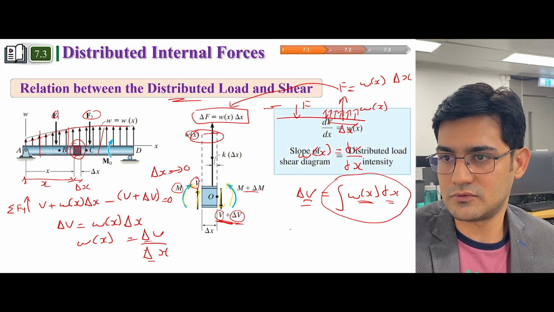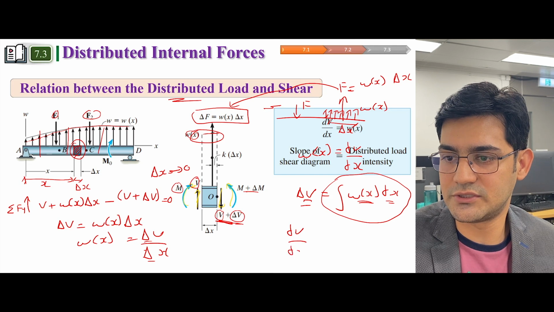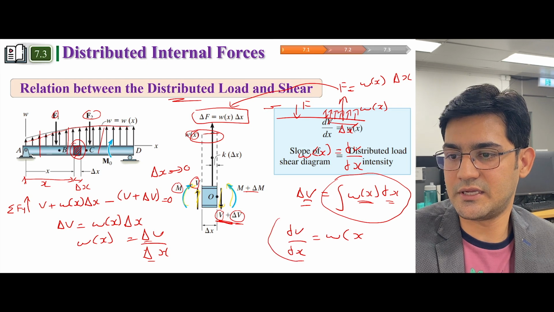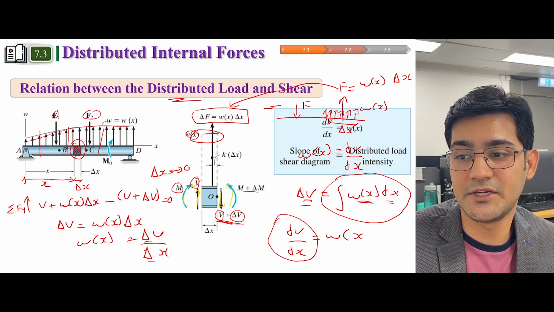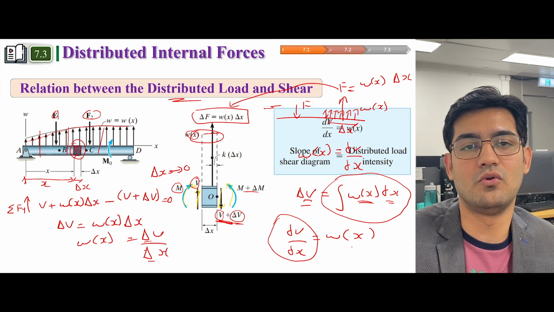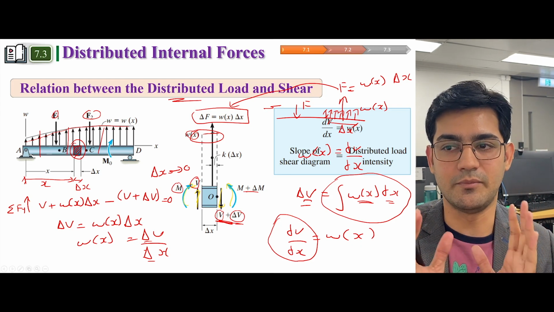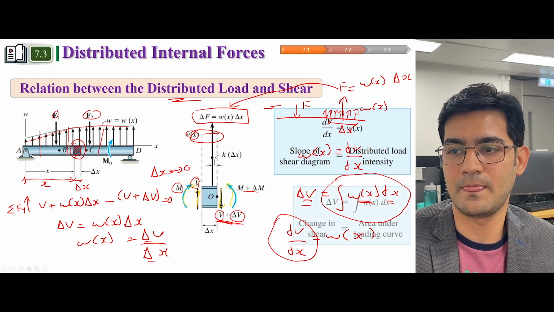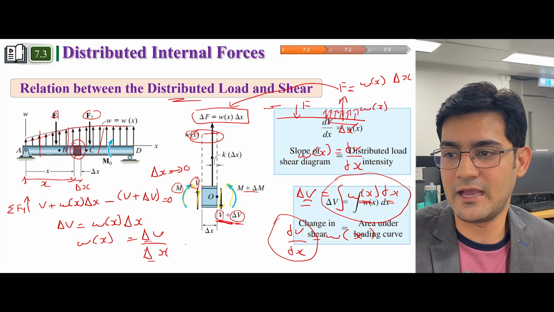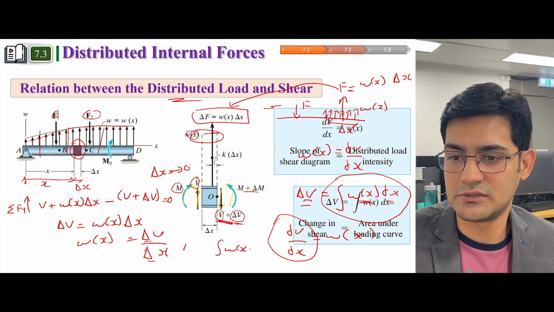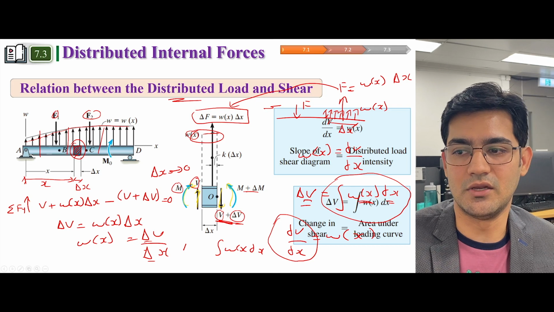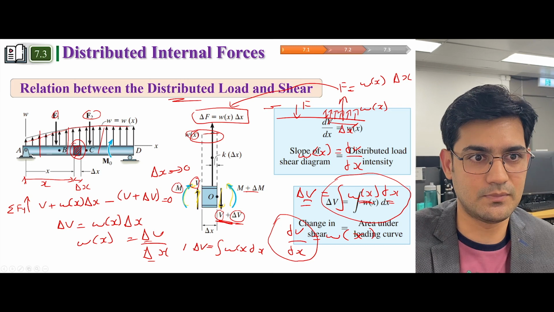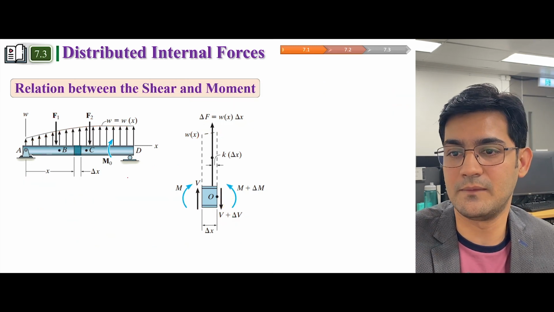The final result which you need to remember is this one. This is the slope of shear. So the slope of shear is equal to the distributed load intensity. If we have this distributed load, we can calculate the slope of the shear diagram. Similarly, if we have loadings, we can integrate the loadings and calculate the shear force. Now what do I mean by this? I will explain when we do the example.